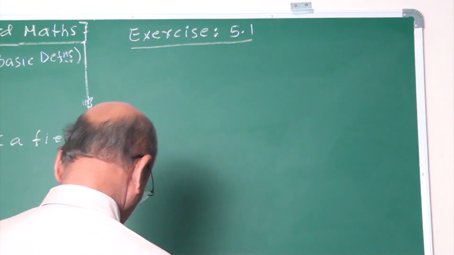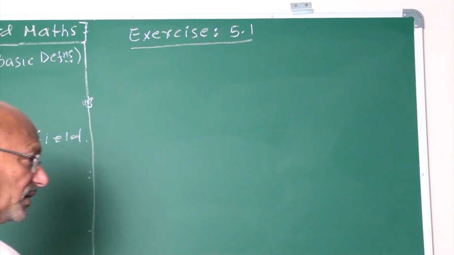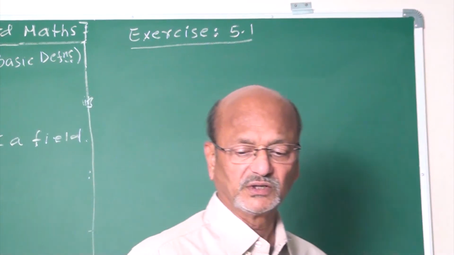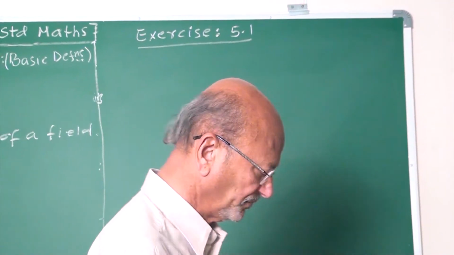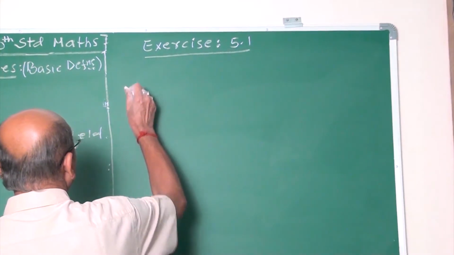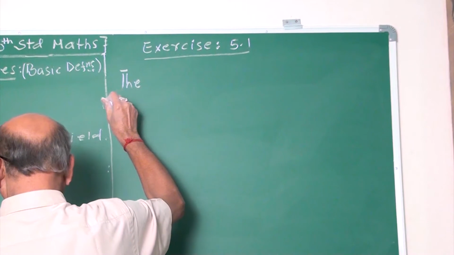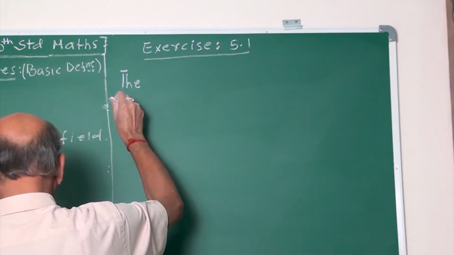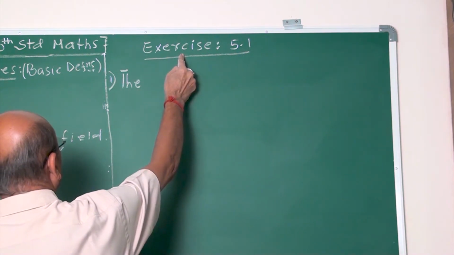Yes, my friends, the first example, these are slightly lengthy. This comes under 3 mark. Next example after 1 mark comes under what? 3 mark questions. Yes. The radii of 2 circles. This is example 1 of exercise 5.1.